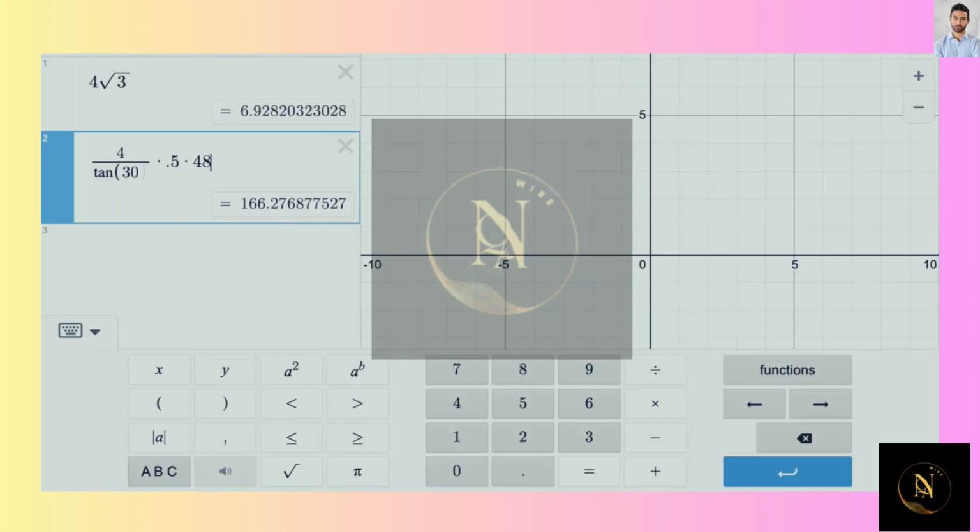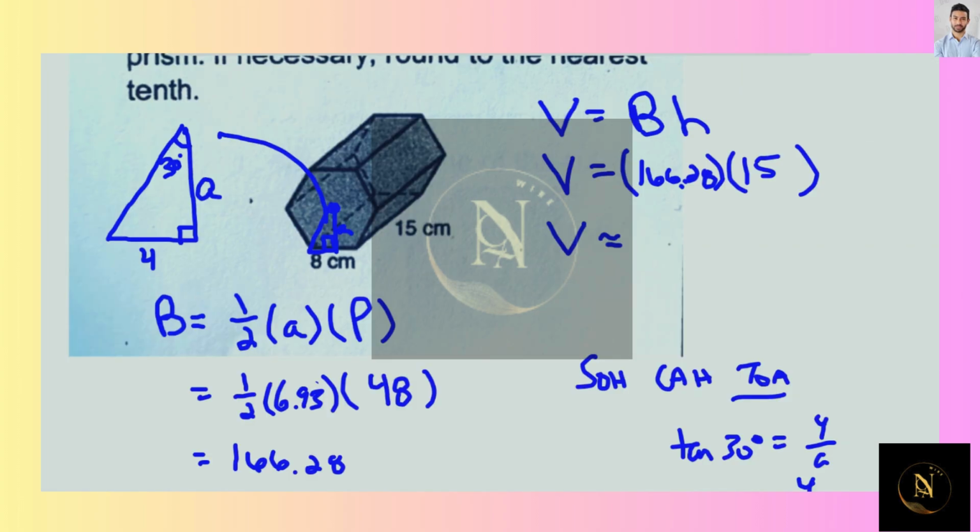and we can round to the nearest tenth. Really just need to multiply this by 15, because that represents the area of the base, times the height would be 2494.2. And this would be in centimeters cubed.